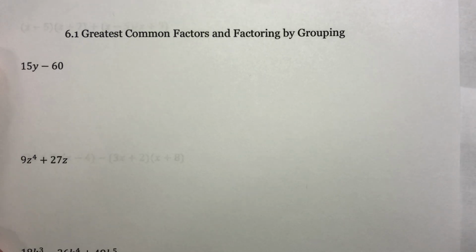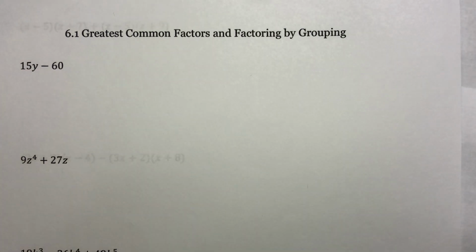Section 6.1, greatest common factors and factoring by grouping. In the last chapter, chapter 5, we dealt with polynomials. We talked about adding them and subtracting them and multiplying them and dividing them. We talked about our power rules. We talked about all of that. Now, those power rules are never going away.